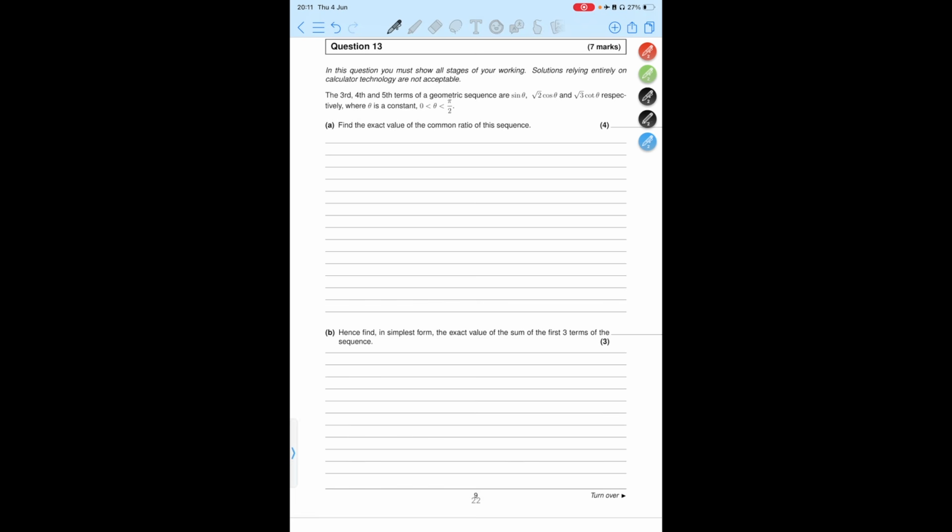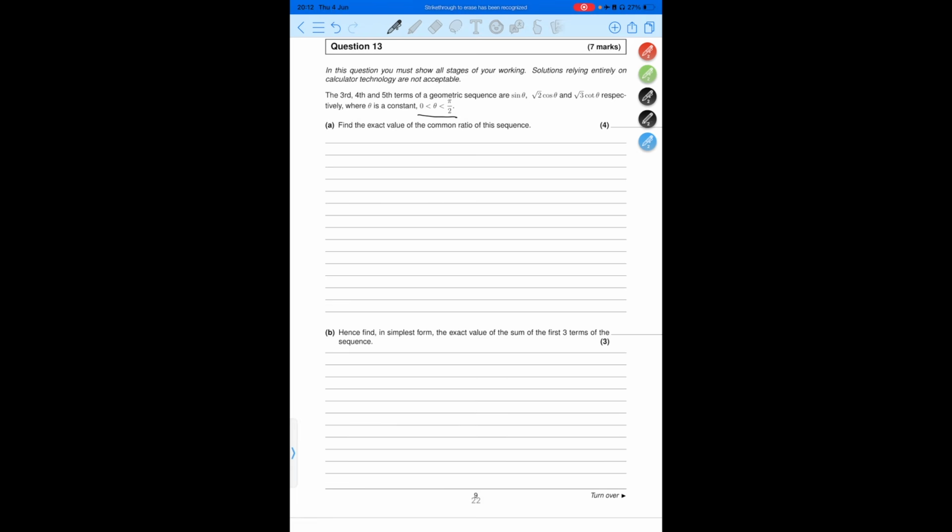Okay, so we've got a bit of a geometric sequence here. It's given us the third, fourth, and fifth terms, which is, I guess, a bit strange. And we've got the fact that theta is between 0 and pi over 2, and we need to find the exact value of the common ratio of the sequence. So common ratios are always going to be the same between two values. So the ratio to get from sine theta to root 2 cos theta is going to be the same as this one.